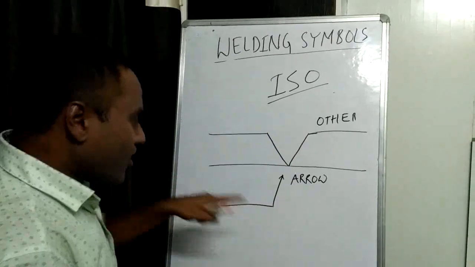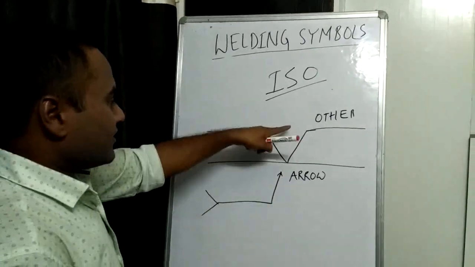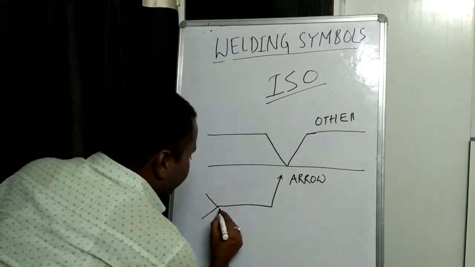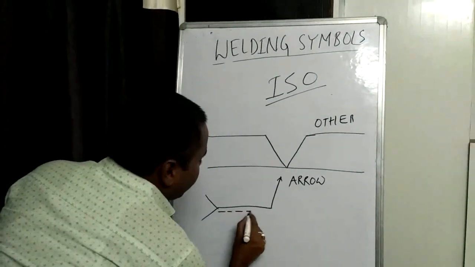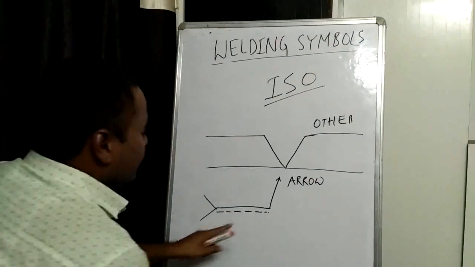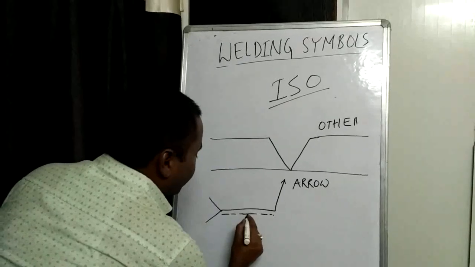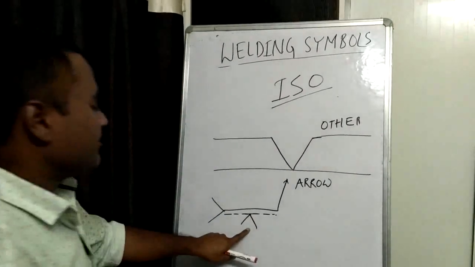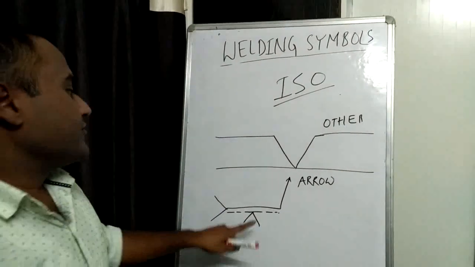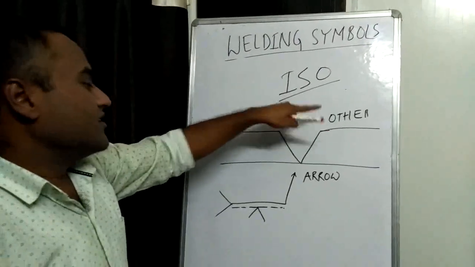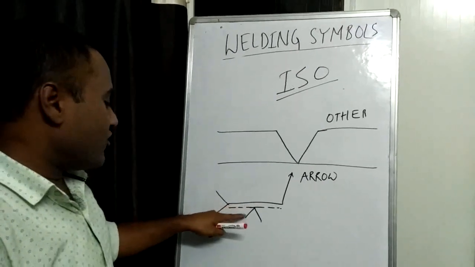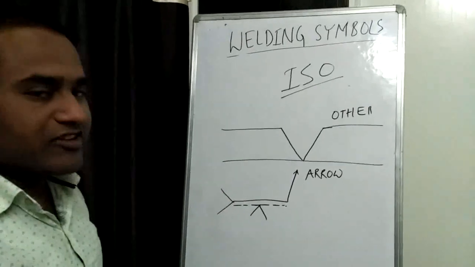So welding on the other side shall be given below the reference line, and one dashed line shall be also there. So below the reference line, this V symbol shall be given. As per ISO, welding on the other side shall be given below the reference line. So I hope this is clear to you.